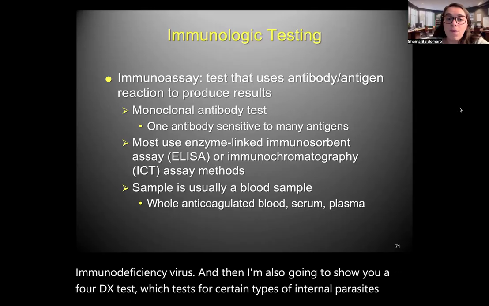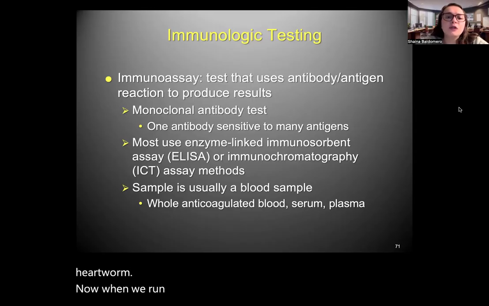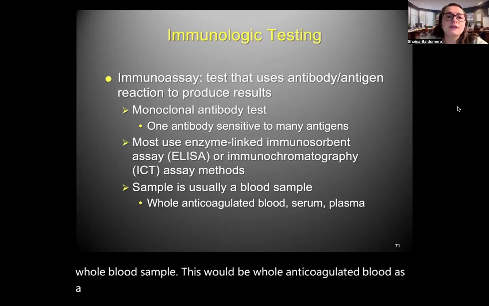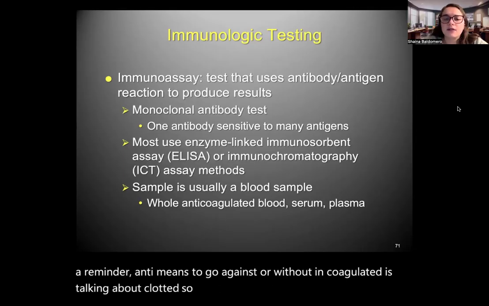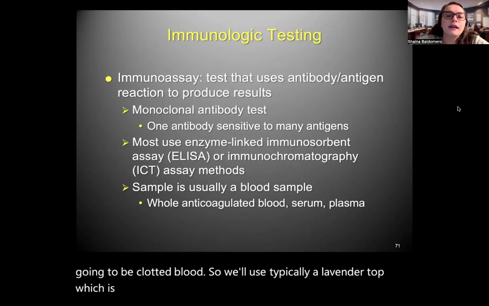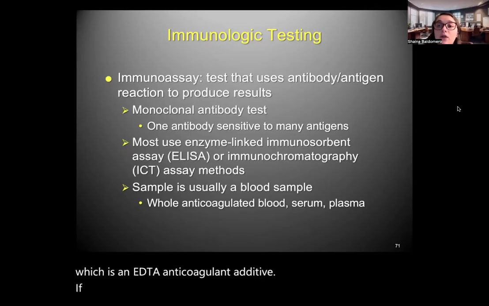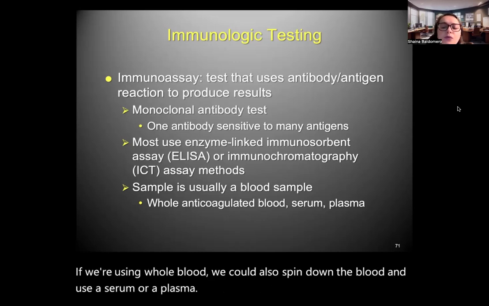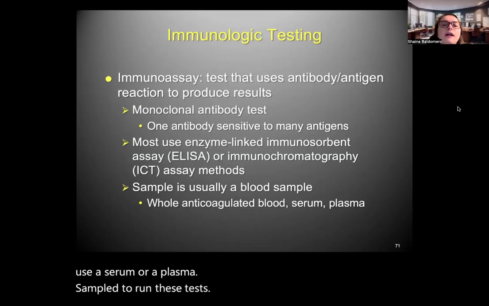parasites and heartworm. Now, when we run these tests, we typically use a whole blood sample. This would be whole anticoagulated blood. As a reminder, anti means to go against or without, and coagulated is talking about clotted. So if it's anti-clotted, that means that it is not going to be clotted blood. So we'll typically use a lavender top, which is an EDTA anticoagulant additive. If we're using whole blood, we could also spin down the blood and use a serum or a plasma sample to run these tests.